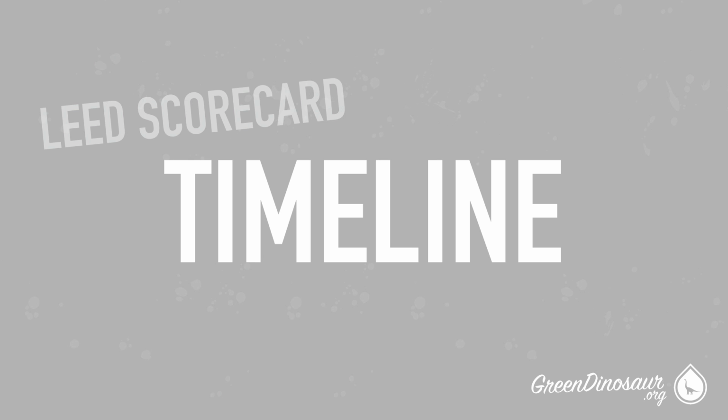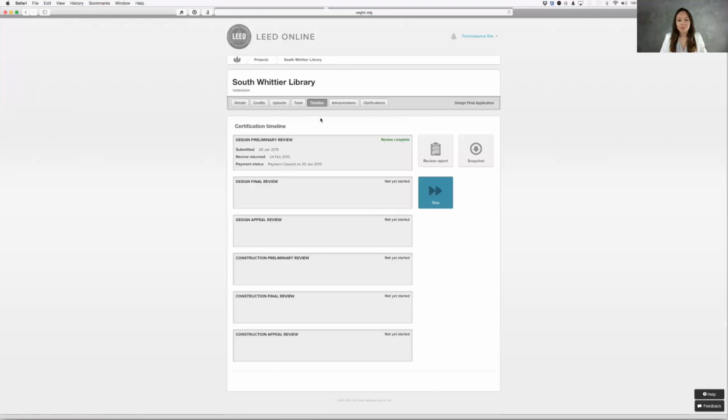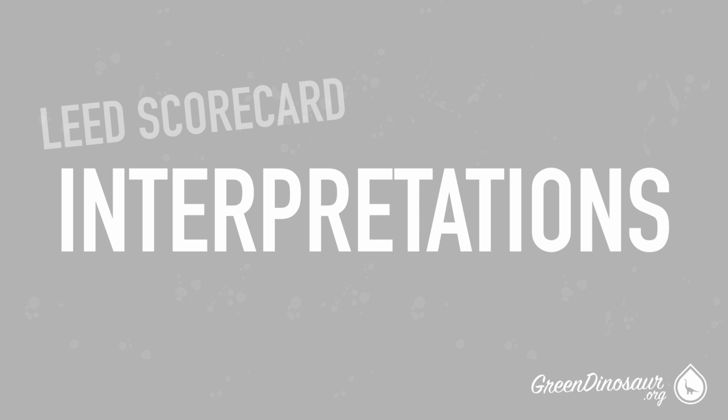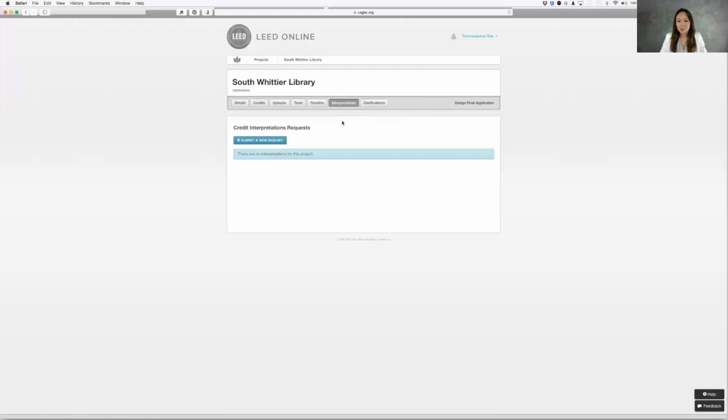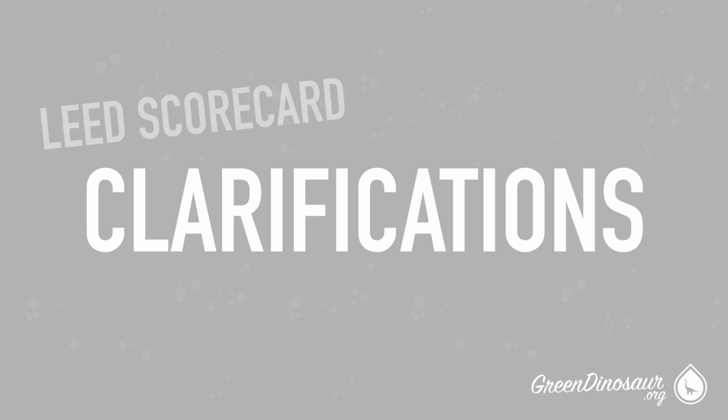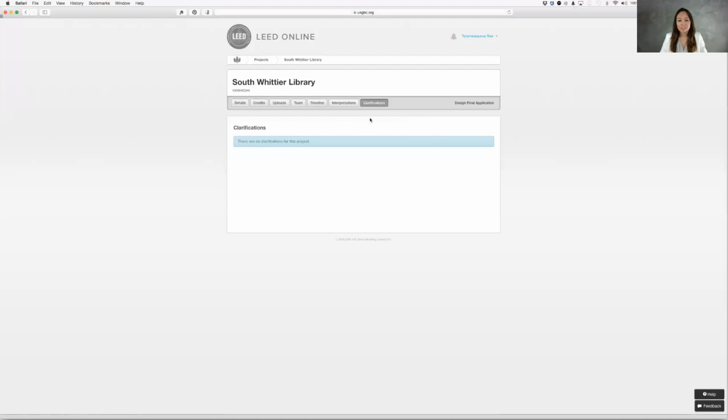If you select the timeline button, it will go through all of the project reviews, the dates, as well as the payment status for the project. You can also download information in bulk through the snapshot button, or look at the review comments with the review report button. If you go to the interpretations button, you can submit a credit interpretation request or a LEED interpretation. Either way, you can get clarification on a project-specific item that might be a gray area in the reference guide. The Clarifications button can be used particularly if GBCI is trying to contact you during a review and they want additional information on a specific credit.